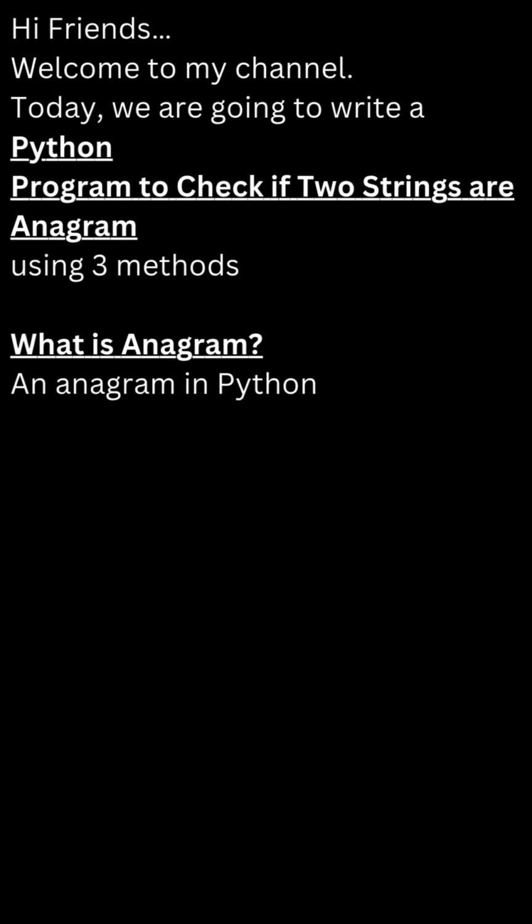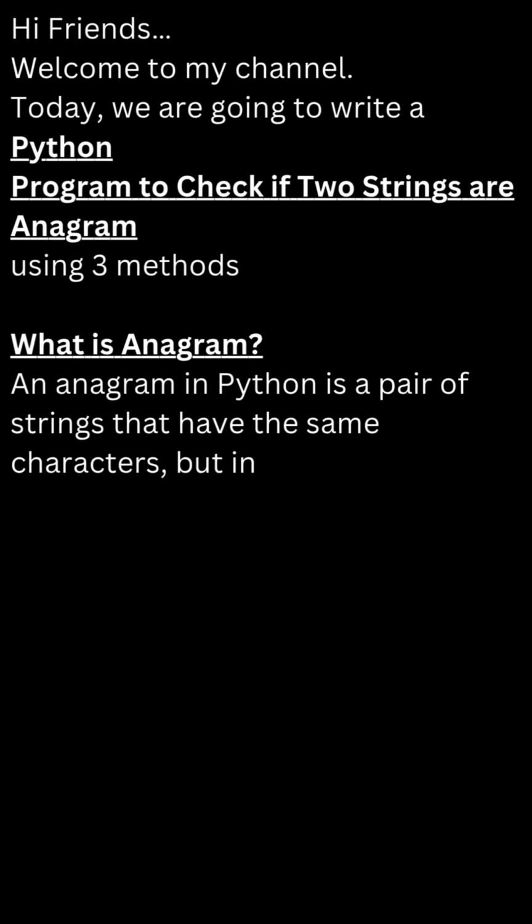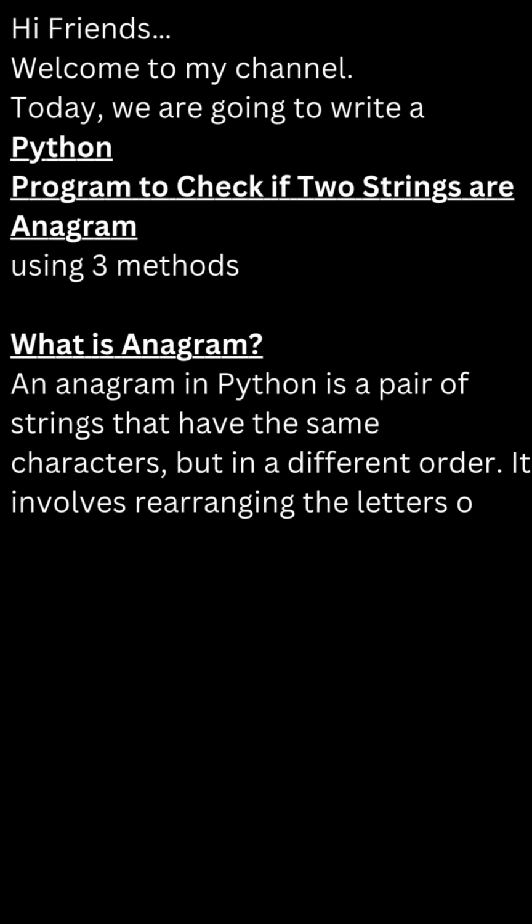Today, we are going to write a Python program to check if two strings are anagram using three methods. An anagram in Python is a pair of strings that have the same characters but in a different order. It involves rearranging the letters of one string to form the other.